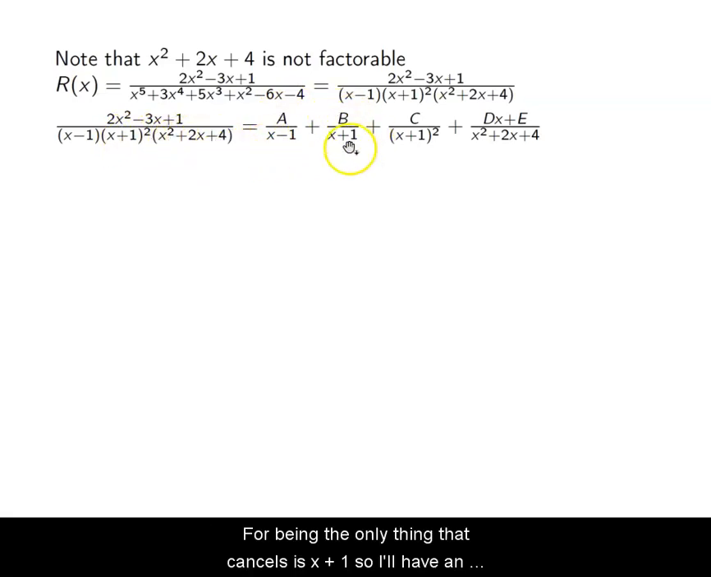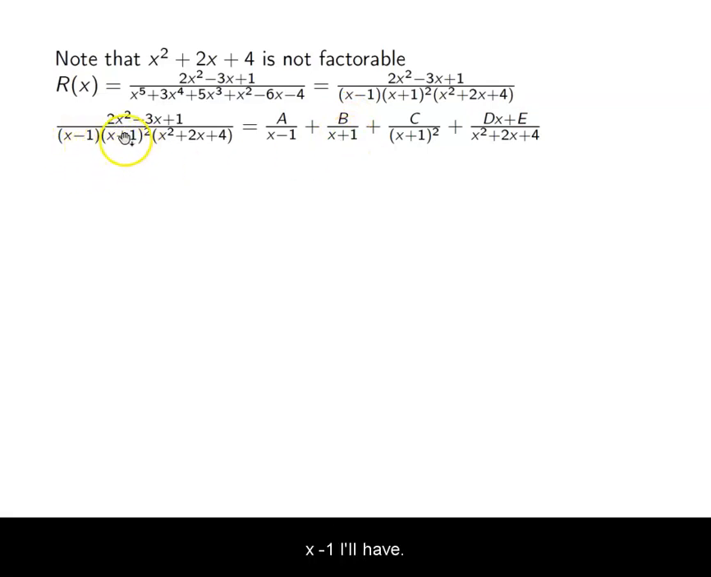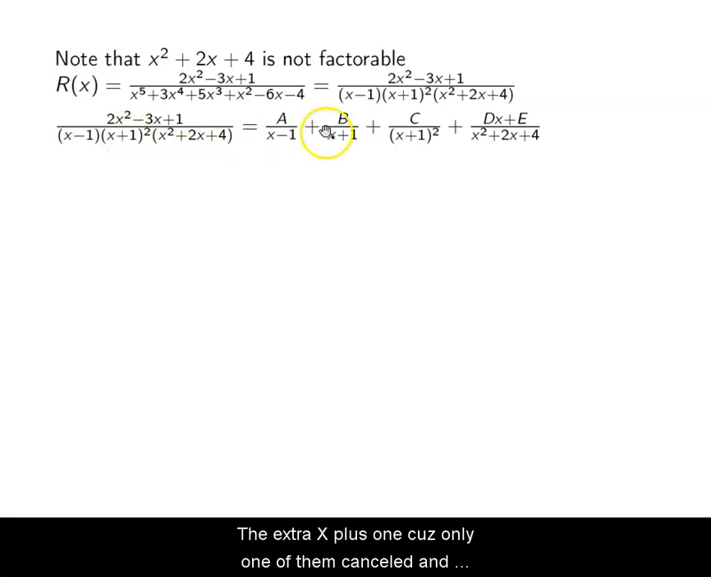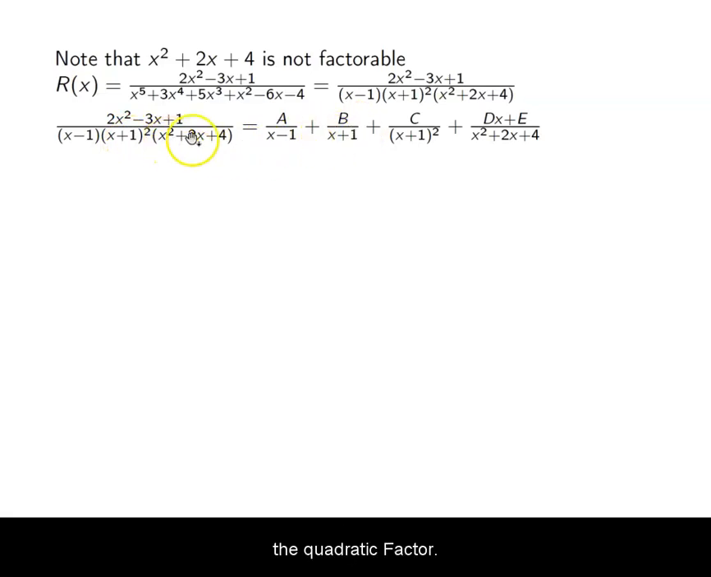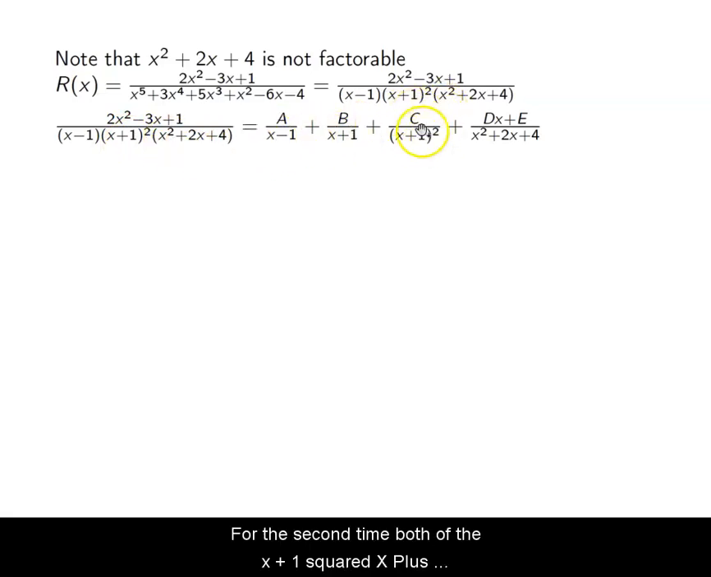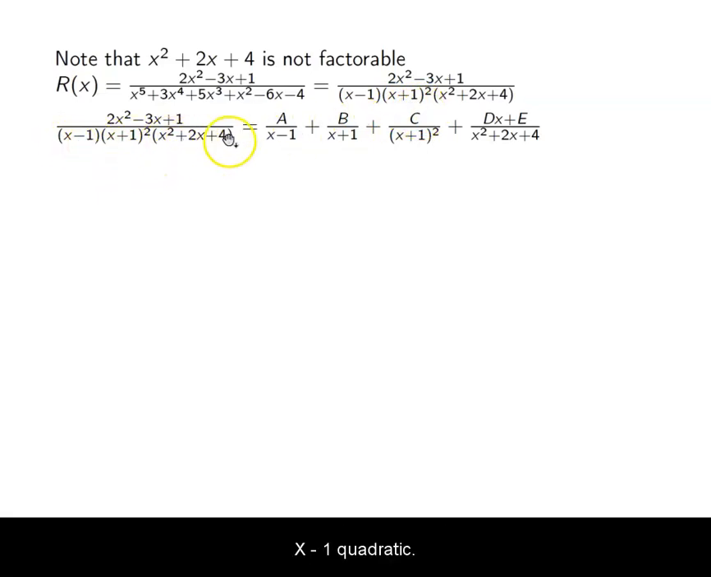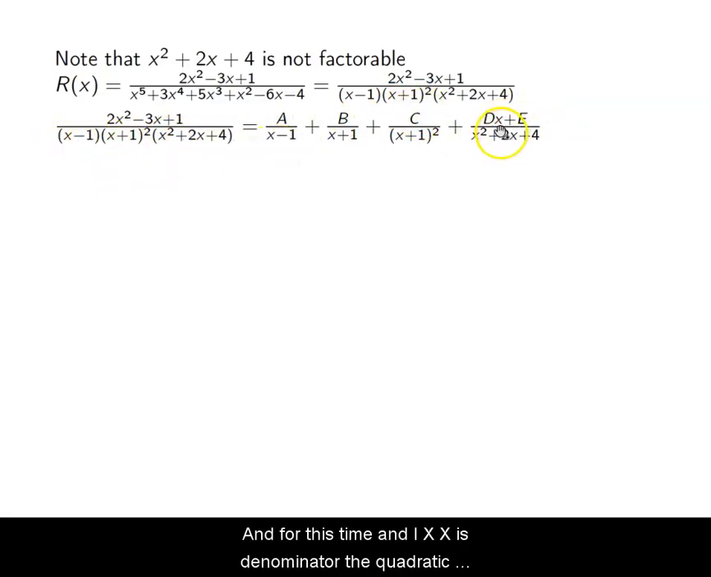For b, the only thing that cancels is x plus 1. So I'll have an x minus 1. I'll have the extra x plus 1, because only one of them cancels, and the quadratic factor. For the second term, both of the x plus 1s cancel, I should say. And so c will be multiplied times x minus 1 and the quadratic. And for this term, when I multiply it times this denominator, the quadratic will cancel, and I'll just have the x minus 1 and this multiplicity here.